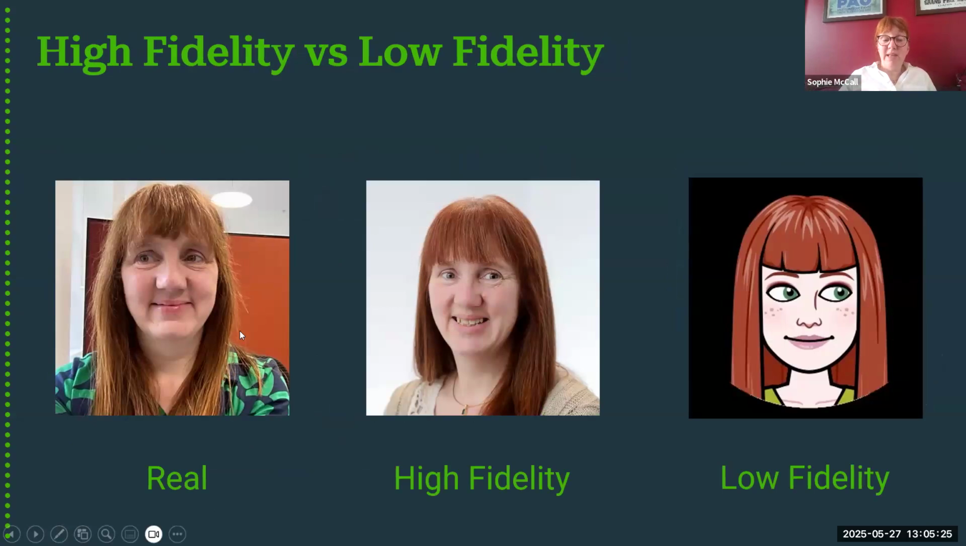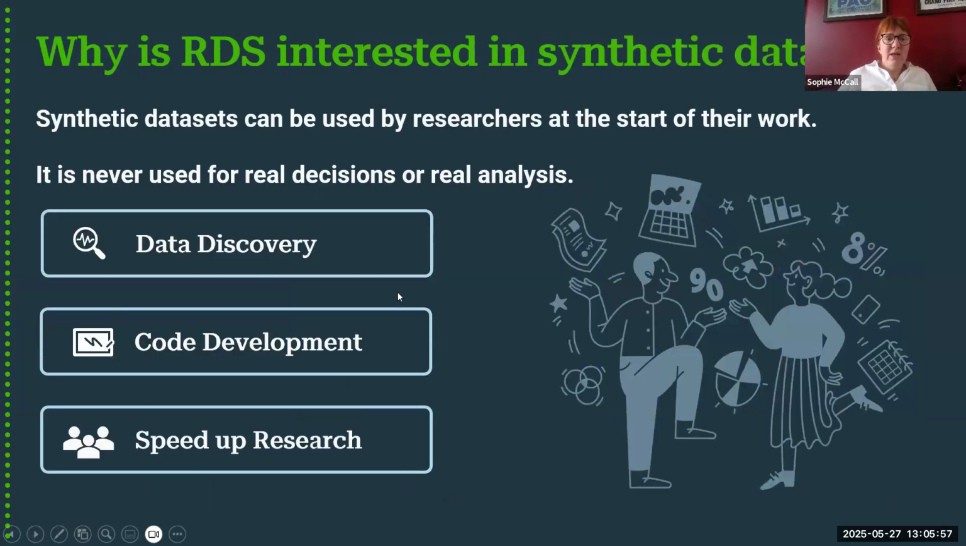This is a screenshot of me that I took a couple of days ago. That's real me. This is my high fidelity Photoshop, so you can see it's very similar to me. And this is a low fidelity me. That's my avatar that I often use in Teams meetings. Now, the point is, sometimes you need real data. Sometimes you need high fidelity data. And sometimes, you know what, low fidelity synthetic data is good enough for your purposes. So it really depends on your use case as to which fidelity of synthetic data, or even the real data, is required.